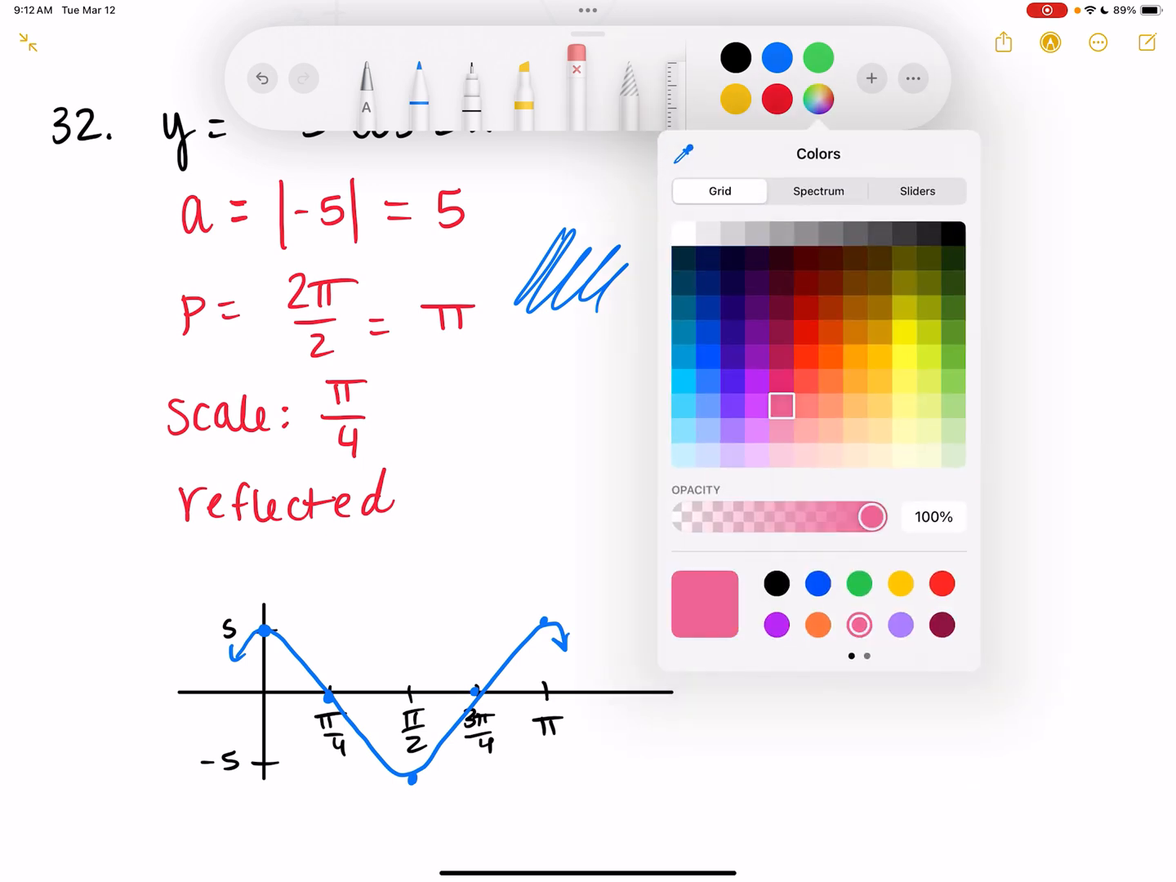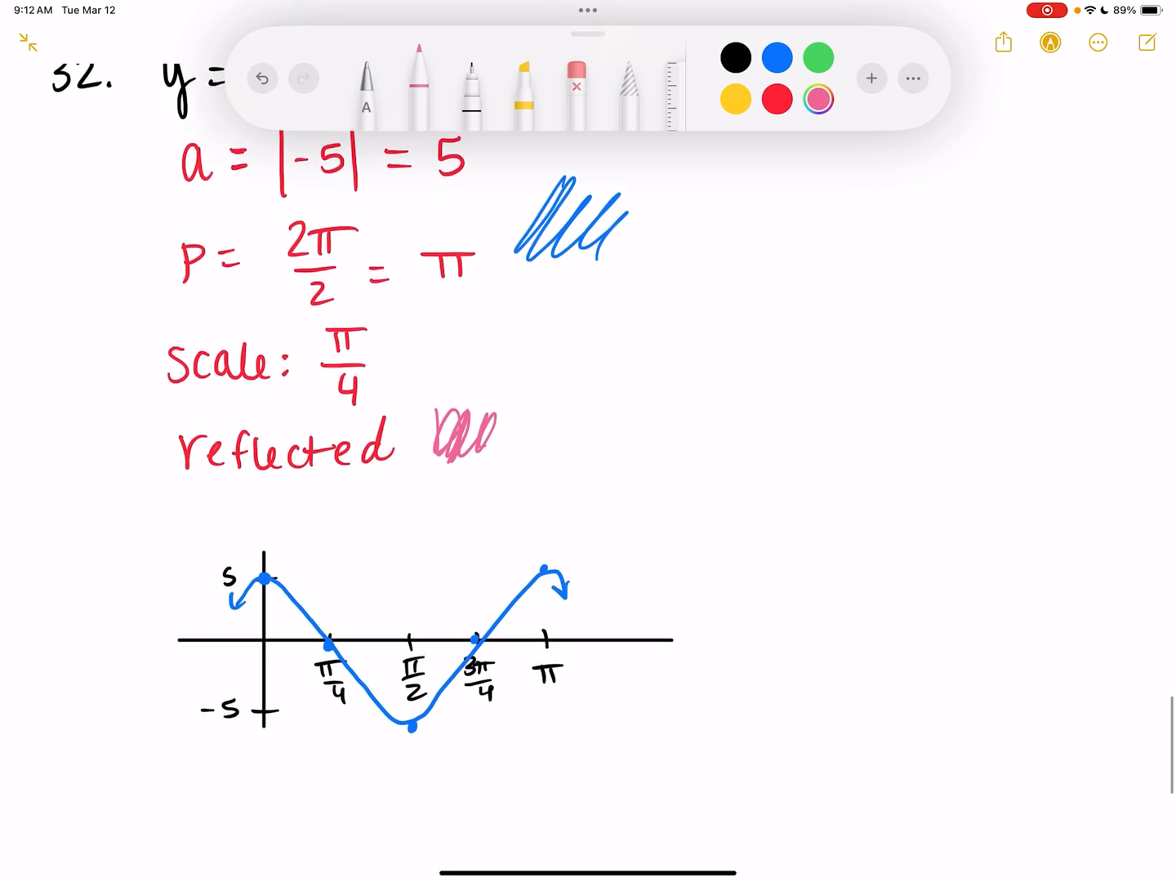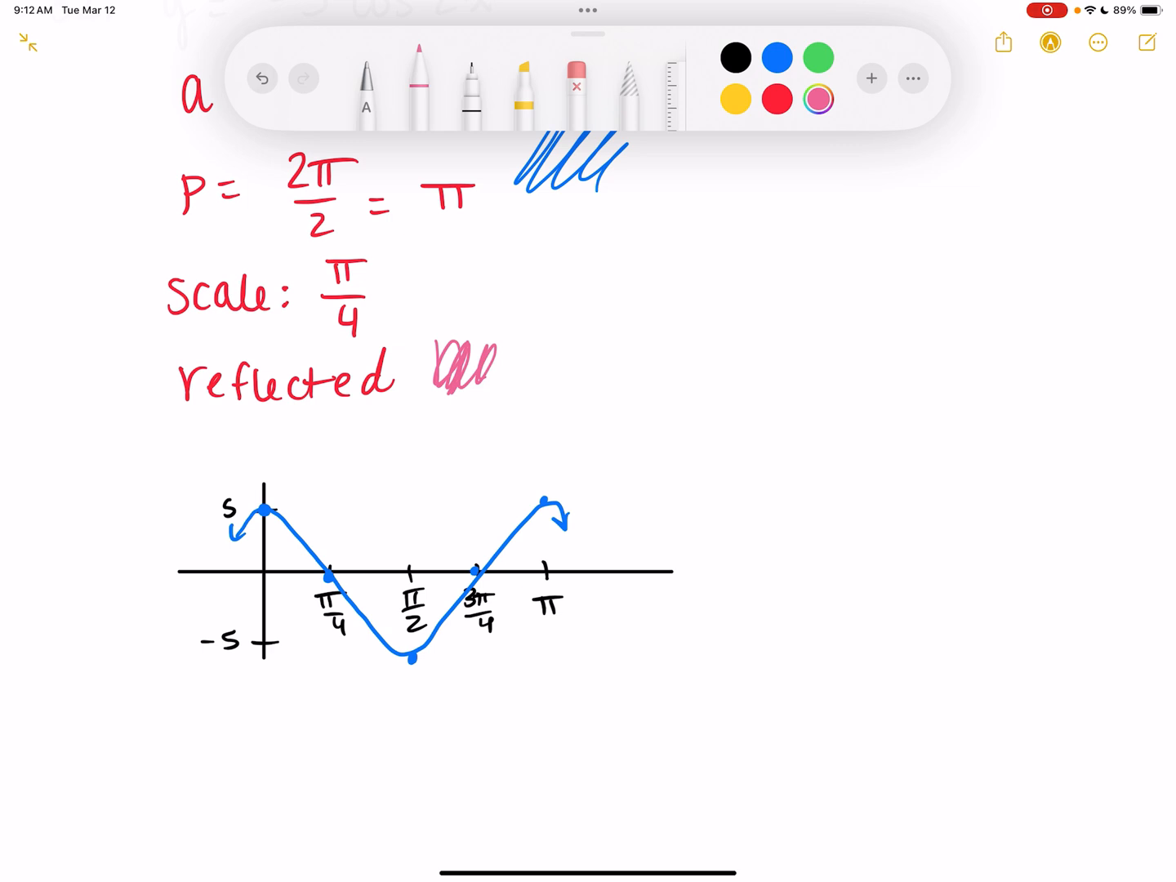So now in pink, I'm going to show the graph that's been reflected. For it to be reflected, every point is flipping over the x-axis. So this point that starts here at 5 is actually going to be down here at negative 5. The point at 0 can't flip over, right? It's just going to stay 0. This point that's down here at negative 5 needs to flip over the x-axis, so it's going up here to 5. The point at 0 is going to stay. The point up here at 5 is going to flip down here to negative 5.